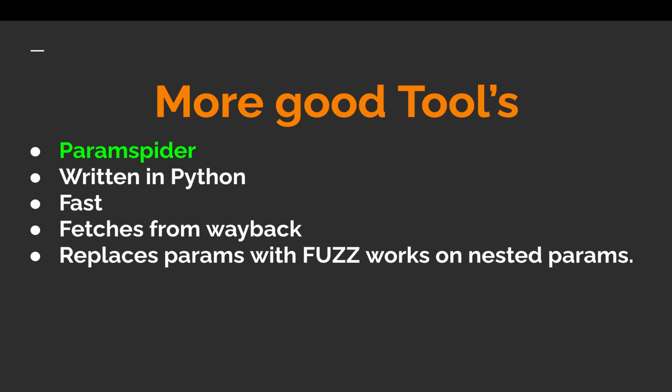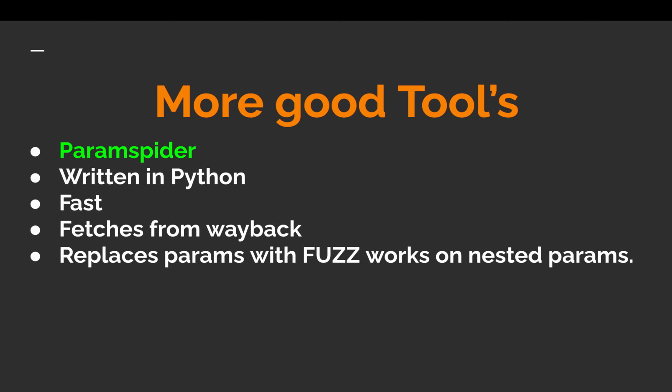So nested parameters basically means if any URL contains 2 parameters, for instance, testphp.woolenweb.com/parameter1=fuzz&parameter2=fuzz. This is 2 parameters in one URL. We call this nested parameters.